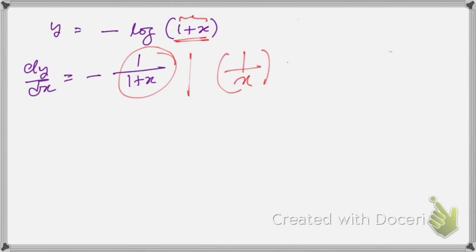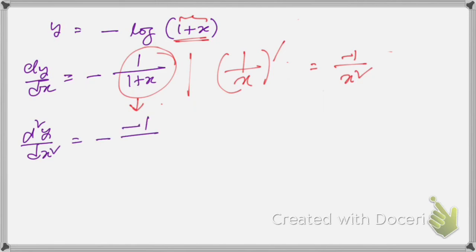In order to find the second order derivative, consider this term 1 by 1 plus x as 1 by x. Its derivative is nothing but minus 1 by x square, isn't it? Now replace the x square by this 1 plus x. Then the second order derivative is minus 1 by 1 plus x whole square, again with a minus. So minus, plus. So this is our result.